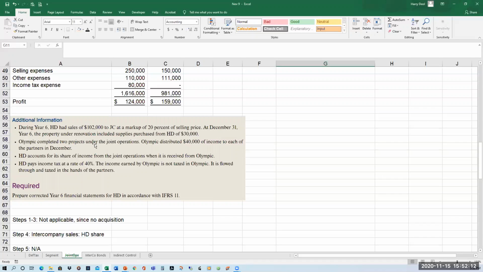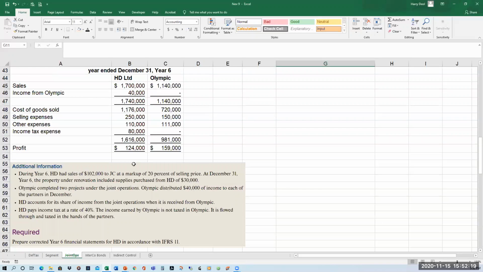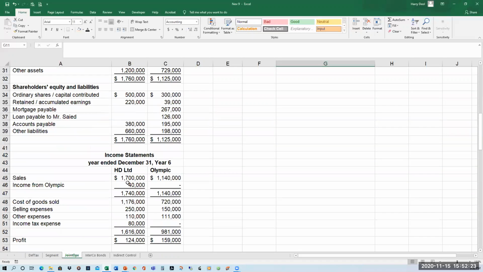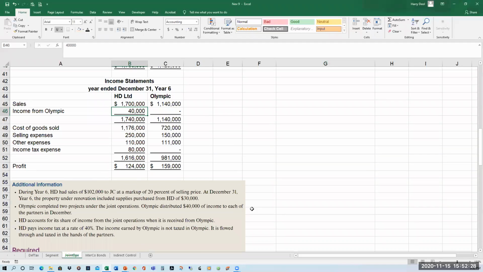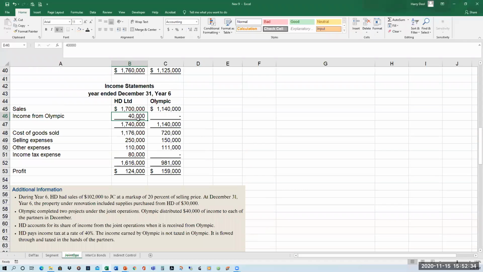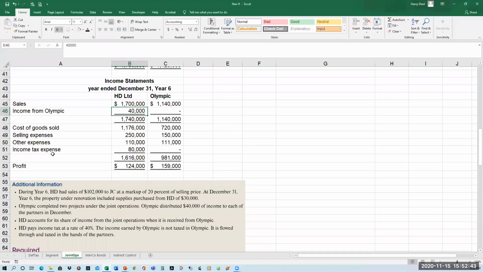Olympic completed 2 projects under the joint operations. It distributed $40,000 of income to each of the partners in December. And that's the reason why in the income statement of HD, we have $40,000 as income from Olympic sitting. HD accounts for its share of income from joint operations when it is received from Olympic, and that's what seems to have happened. Debit cash, credit income from Olympic, but that's not how the accounting should have occurred.